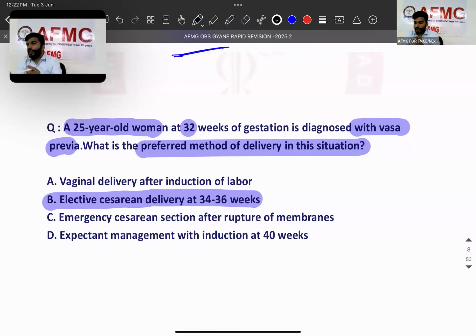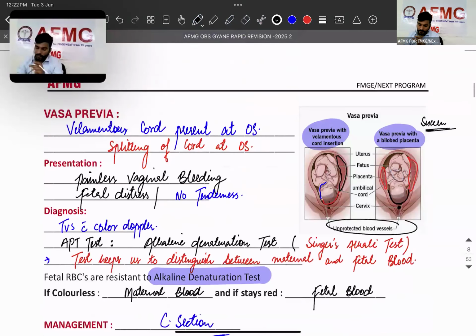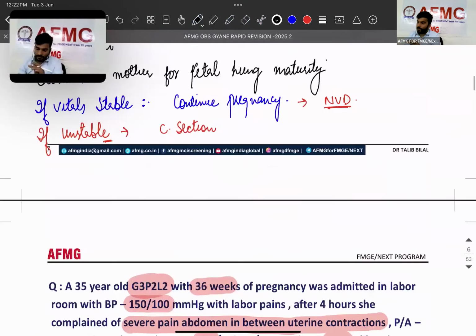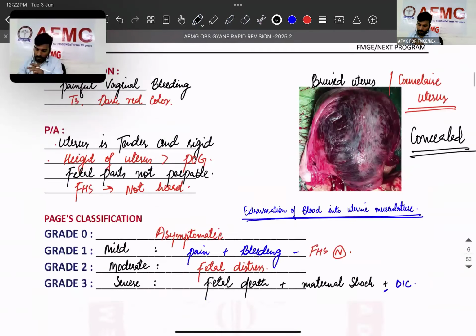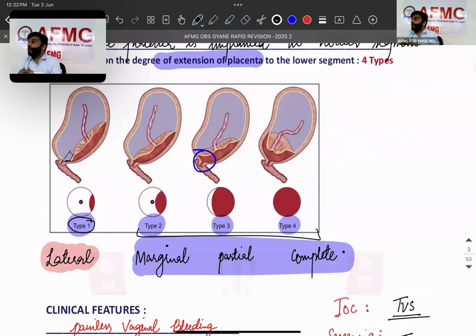Study one slide of Vasa previa, one page of Abruptio placenta, and one page of placenta previa. These 2.5 pages will include all the questions of antepartum hemorrhage. Everything. When I say everything, I mean everything. But conditions apply on the mood of NBE. If they invent something new, that new will come in the new notes. That's how the 2.0, 3.0, 5.0 versions happen.